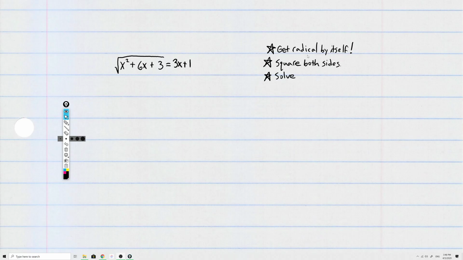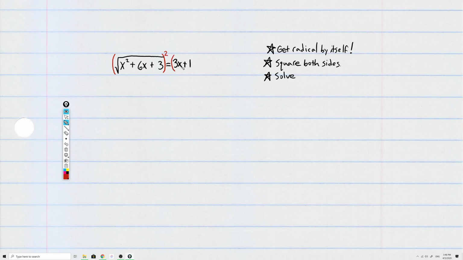You get the radical by itself, so the square root piece. If it's not by itself on one side of the equation, you move things around to get it by itself. And then here's the new step, step number 2 here. You square both sides. So for this equation, since the square root is already by itself, we're going to go to the left-hand side. And just for emphasis, I'll put a set of parentheses.